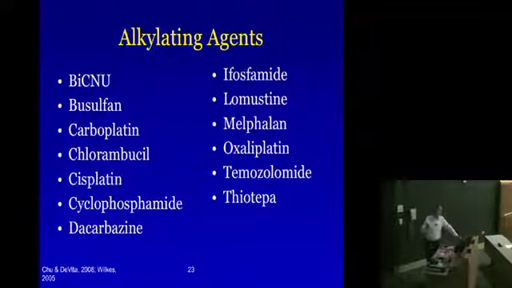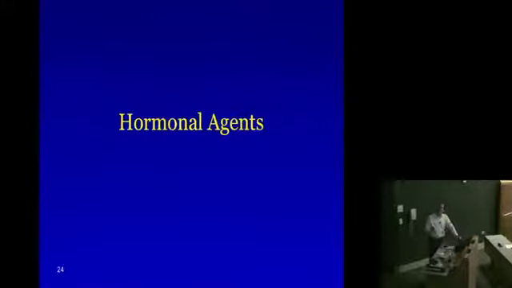BCNU and lomustine are used for brain tumors. Carboplatin and cisplatin are very common for head and neck cancers and lung cancers. Cyclophosphamide is used right across the board, whether for breast cancers or lymphomas. So all of these are very non-specific drugs. The mechanisms of action really attack the cancer cells because of the way that the cancer cells are dividing.